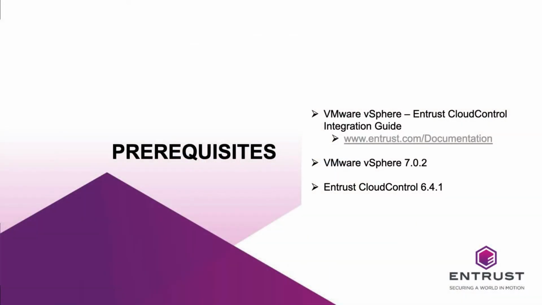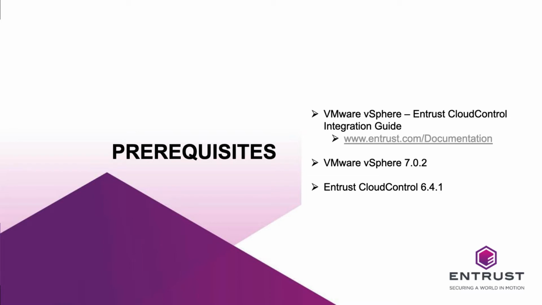I'm an Entrust Principal Software Developer, and today I'd like to talk to you about the integration of VMware vSphere and Entrust CloudControl deployed on premises. To prepare for the integration of VMware vSphere and Entrust CloudControl, I performed the installation using the following recommended products and versions: VMware vSphere 7.0.2 and Entrust CloudControl 6.4.1.